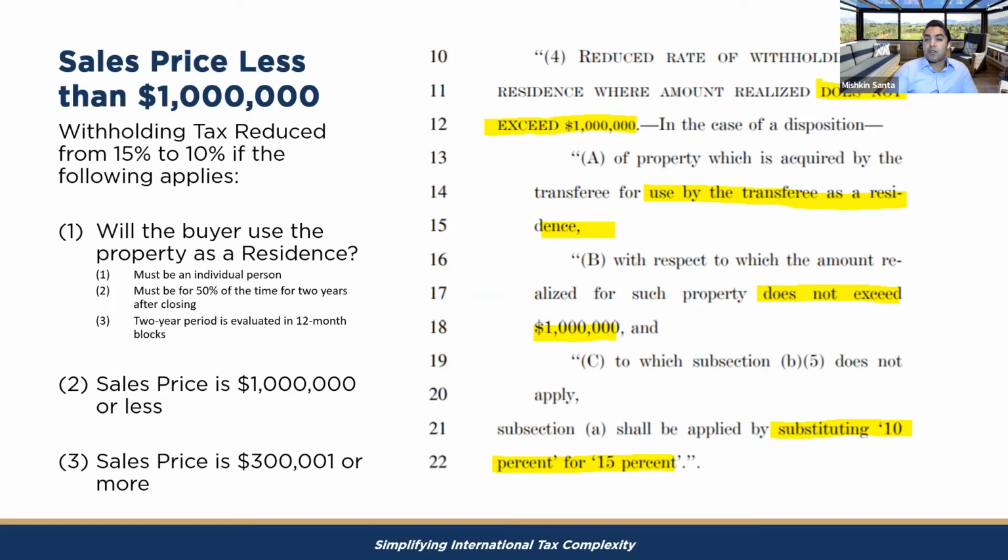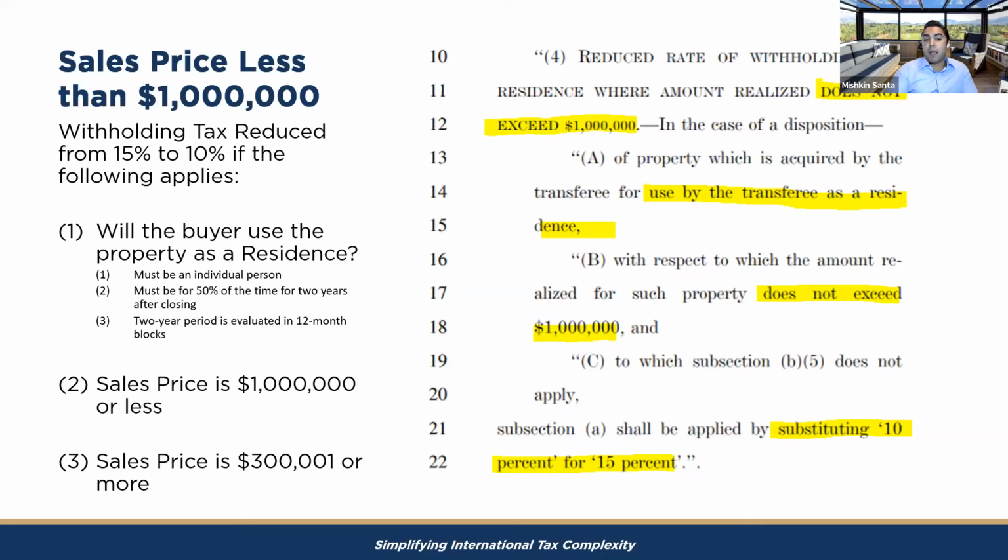And you evaluate the next 2-year period over 12-month blocks, because no one really buys or sells property on January 1st or December 31st. So we look at two 12-month blocks to determine the usage of the property. But if your buyer is typically an individual, they're probably going to use the property as a residence. So that requirement will be satisfied.